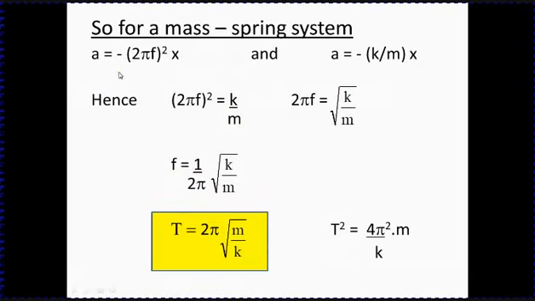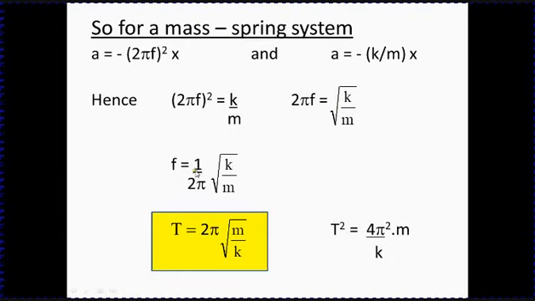Just relating that to our general equation, so this was our general equation relating acceleration to displacement, a equals minus (2 pi f) all squared times x. We've just shown that a equals minus k over m times x. So this k over m and (2 pi f) squared must be the same thing. So (2 pi f) all squared is the same thing as k over m. If I just take the square root on both sides to get rid of the squared, I get 2 pi f equals root k over m. Divide down by the 2 pi, so I get 1 over 2 pi times root k over m is the frequency. But I wanted an equation to work out the period, so I just invert that equation.